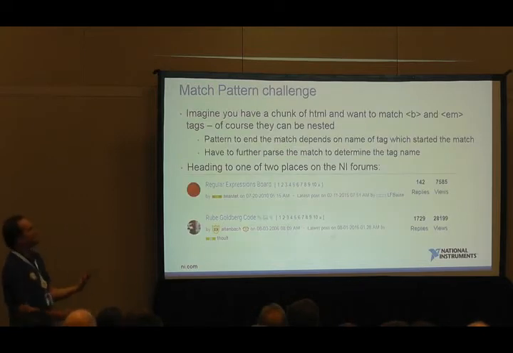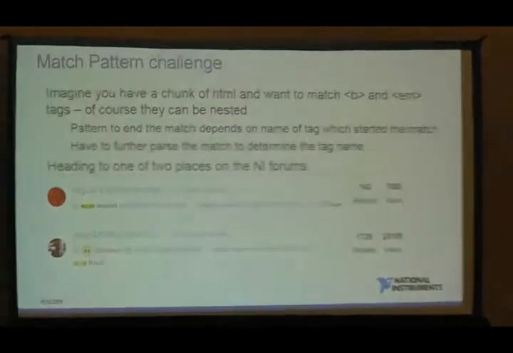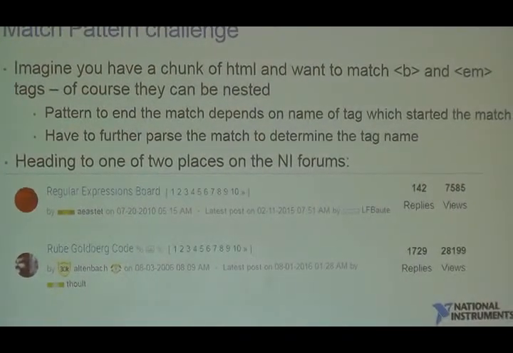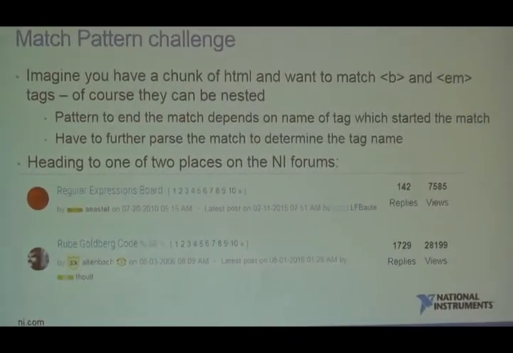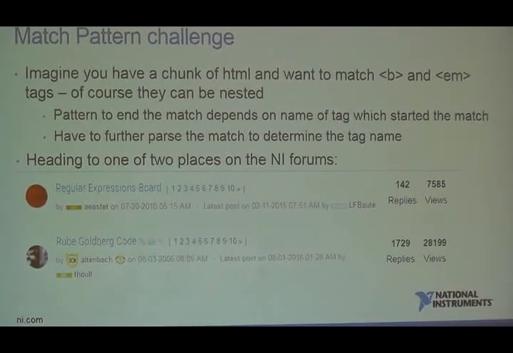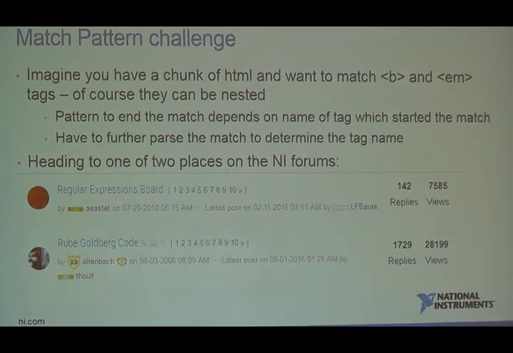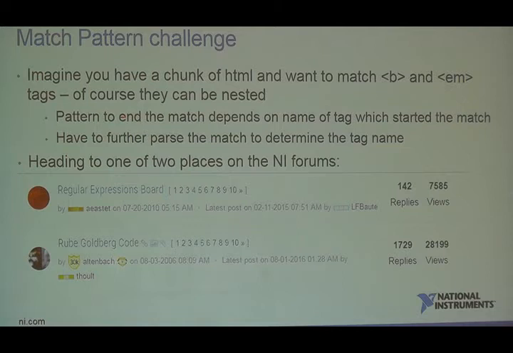And this comes up in very real-world problems. Like if you have a chunk of HTML, and let's say you simply want to find the bold and the italic tags, and of course they may or may not be nested, you immediately hit the wall that, oh, well, the pattern to tell you when you've reached the end depends upon which tag you actually started with the matching. So you're already starting down a slippery slope. And then you have to do like I showed you before. You have to go inside your earlier match to start figuring out what to happen.